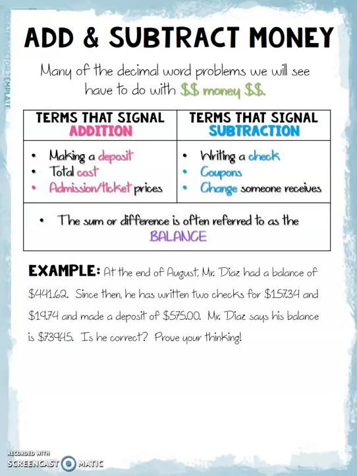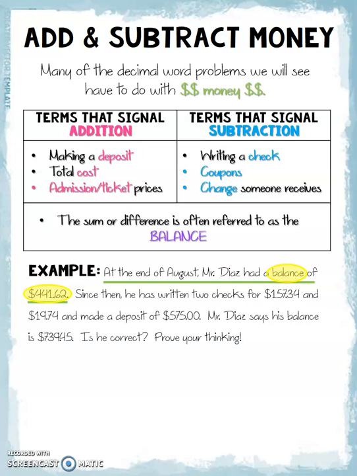So now let's go line by line and see if we can find the math information that's going to be helpful in order to solve this problem and see if he's correct. The first sentence reads, at the end of August, Mr. Diaz had a balance of $441.62. Well, right away I see that new word balance, and I see that it relates to the amount $441.62.